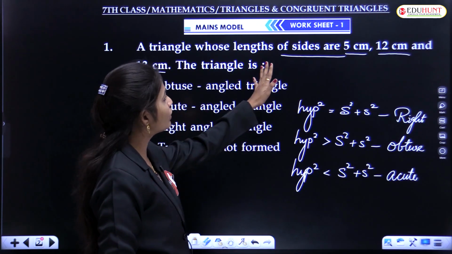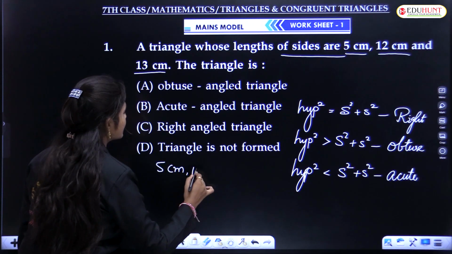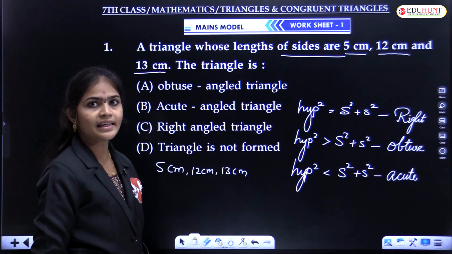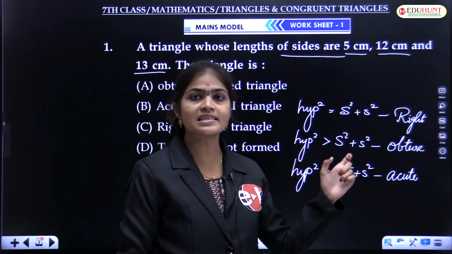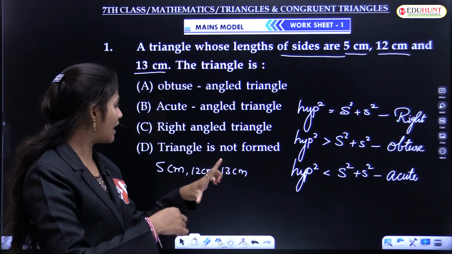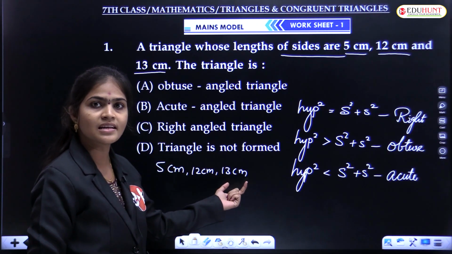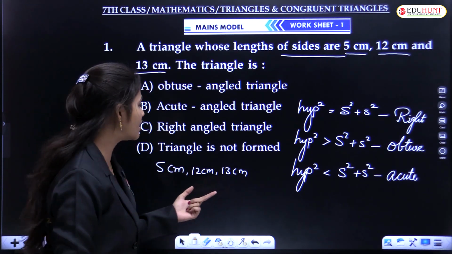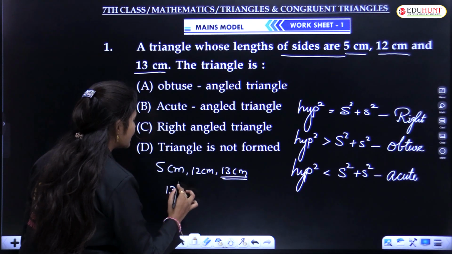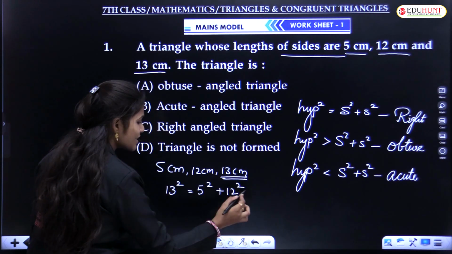Now here they gave the measurements: 5 centimeters, 12 centimeters and 13 centimeters. In a right angle triangle, the hypotenuse is the longest side, which has the highest measurement. What is the highest measurement among these three? Yes, 13 centimeters. So 13 centimeters is the hypotenuse. Here 13 square is equal to 5 square plus 12 square. Is it possible or not?